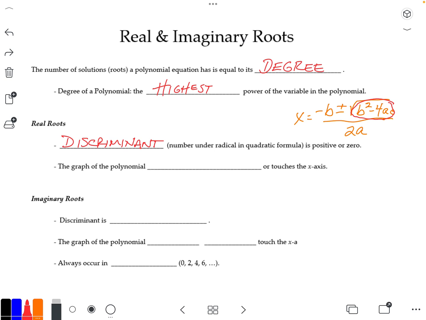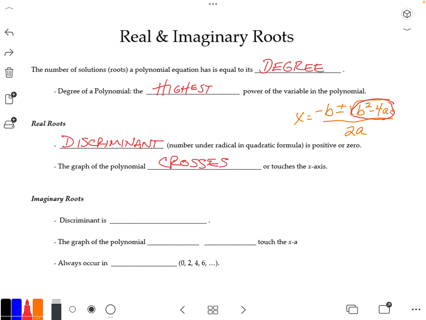Another way you can do it is from the graph. When the graph of the polynomial crosses or touches the x-axis, then those are real roots. So there's a couple different ways of telling real roots. We're going to use the graph a lot of times, but if you are using the quadratic formula, you can tell without looking at the graph how many real roots there are and what they are.